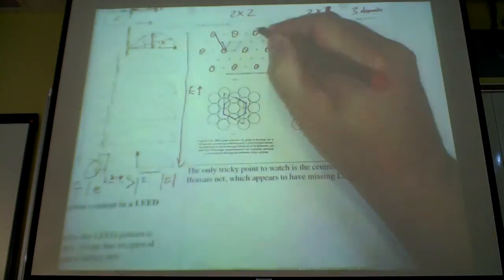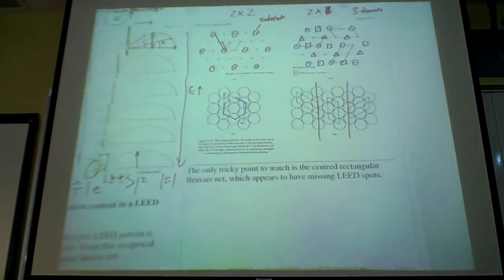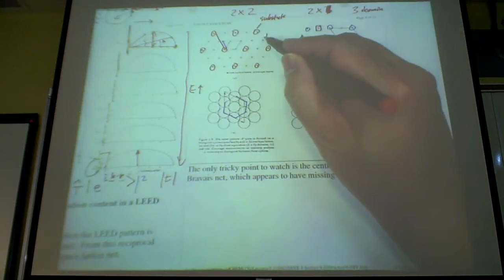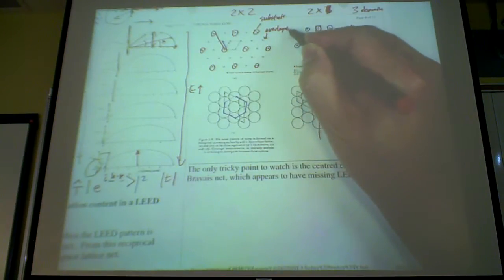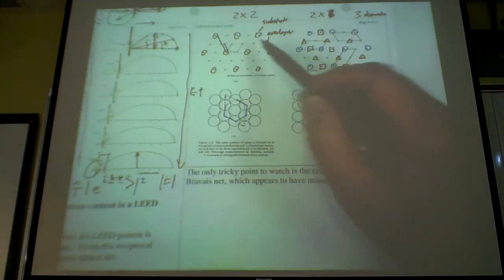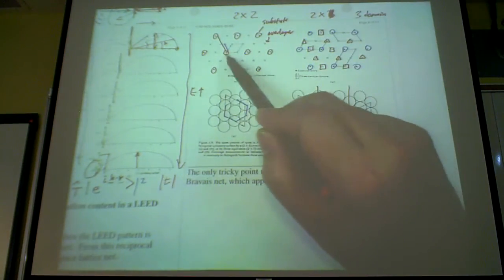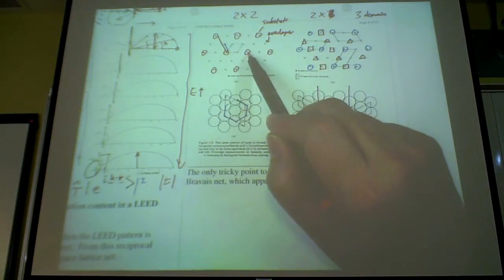Let me write this down. Substrate point. My weakest spot is my open circle. This is my overlay. What do you see? This is my 1 by 1 spot, and halfway, you have a fractional spot, which is half the length of my reciprocal space substrate vector.